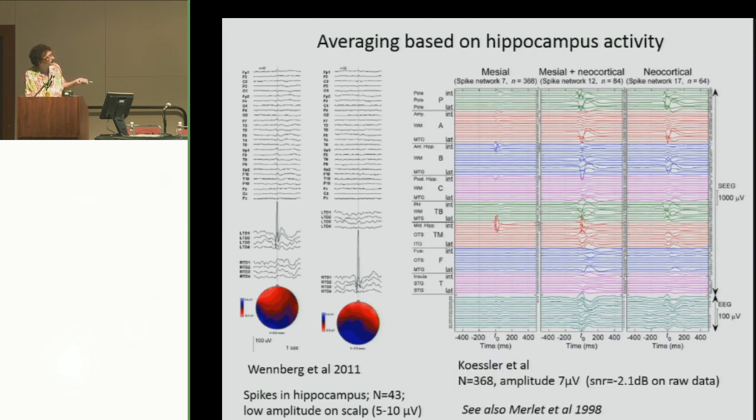Another very nice recent study by Laurent Kessler did similar things, but with more SEEG contacts. What was very important here is that they had contacts in very close-by neocortical regions: the basal parts, the lateral part, or the temporal pole, to be able to really say that the spike is within the hippocampus only, and it's not a propagated activity. Again, they see a very small amplitude at the surface, which is consistent, 7 microvolts. It's actually a negative signal-to-noise ratio, so on raw signals, you cannot see it. You would need further processing to see it.